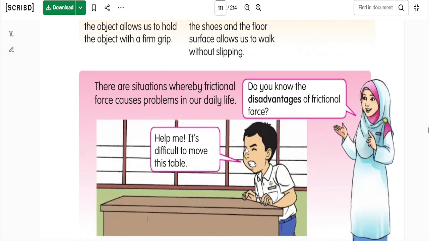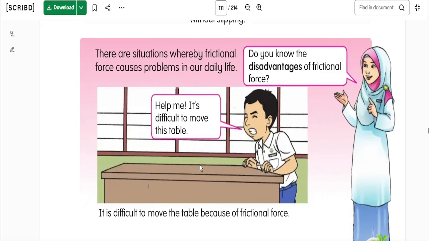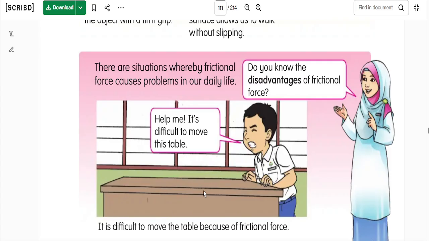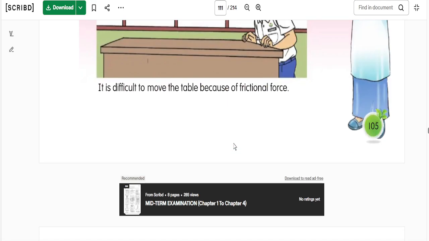Okay. But there are situations where frictional force can cause problems in our daily life, like this guy is saying, help me, it's difficult to move this table. Why? Because it is very heavy, and we learned that if mass is more, the frictional force is more, and if frictional force is more, it will oppose the movement of the object, right? So these are some disadvantages of frictional force, right?